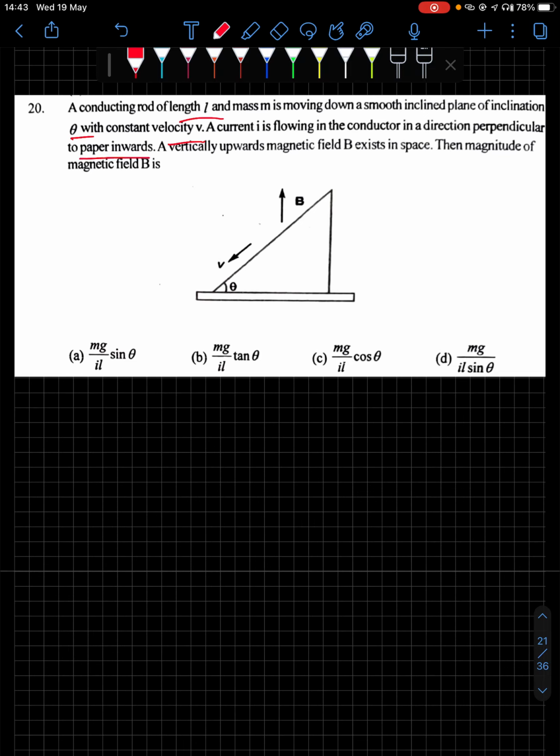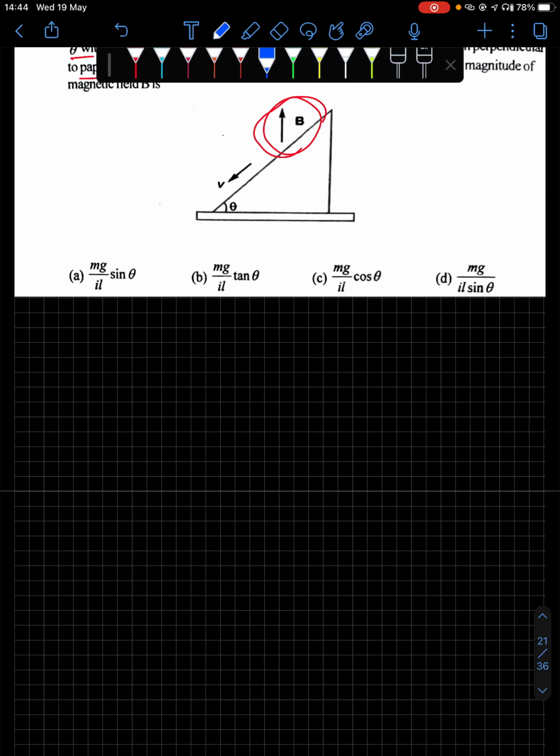A vertically upwards magnetic field B exists in space. Okay, so B is acting vertically upward. Then what is the magnitude of the magnetic field? The magnitude of the magnetic field is what you have to find out. So we can create the situation here.